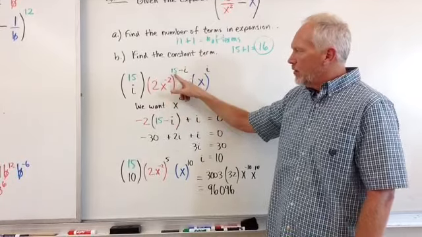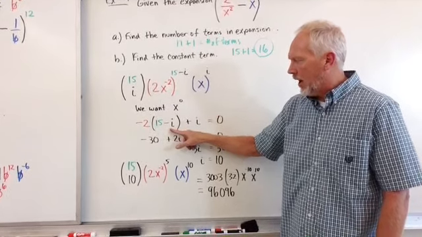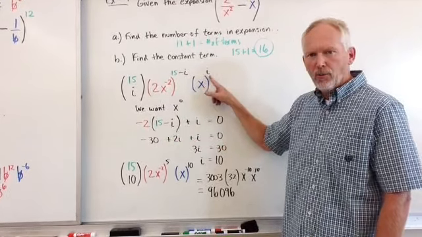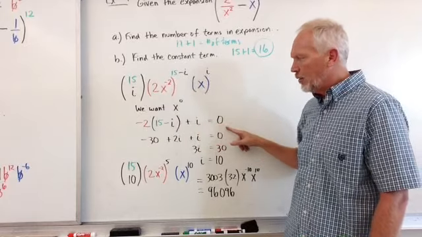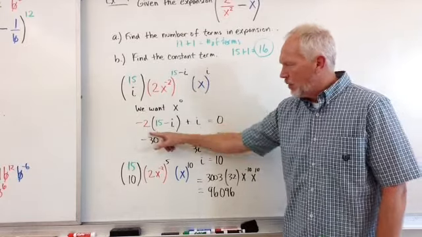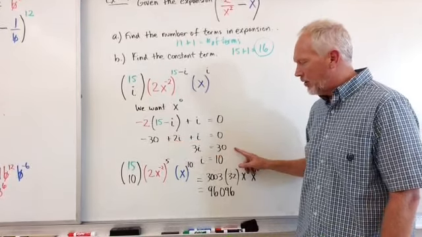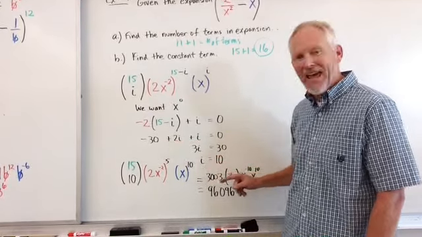All right, so we want x to have a 0 exponent. So we distribute negative 2 times the 15 minus i, plus the i that we have here, equal to 0. Well, when is all that equal to 0? When we distribute negative 2, we get negative 30. Negative 2 times negative i is positive 2i, plus an i equals 0. 2i and one more i makes 3 i's. We add 30 to the other side, and i is equal to 10.